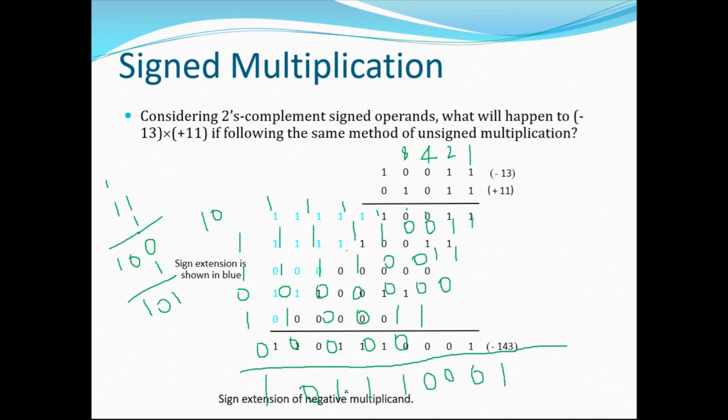Here if you see 1 2 3 4 5 6 7, 1 2 3 4 5 6 7 8 9, only 9 digits are there. But we need 10 digits, because 10 bits we need, because the multiplicand has 5 bits and the multiplier has 5 bits, so we need one more bit. So we'll continue this addition one more time. So extend the sign bit.